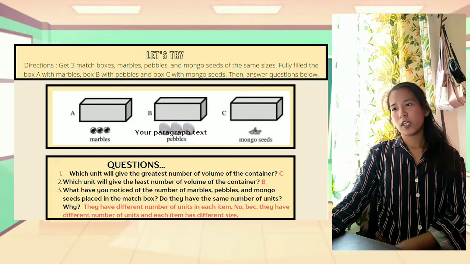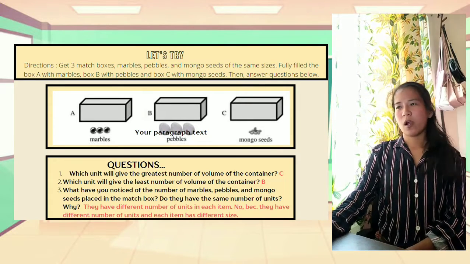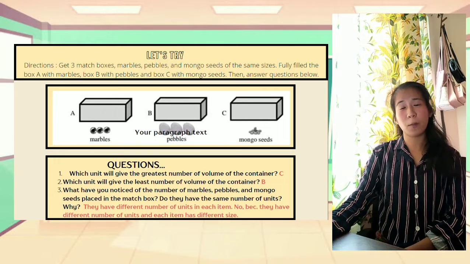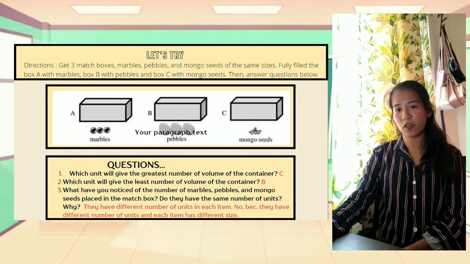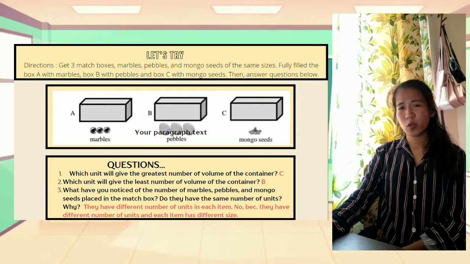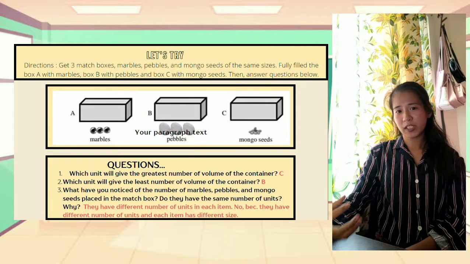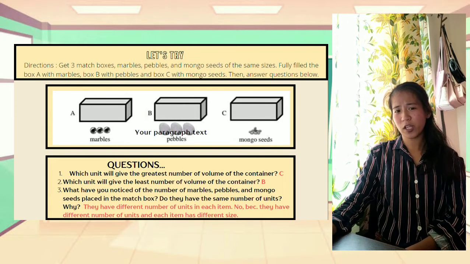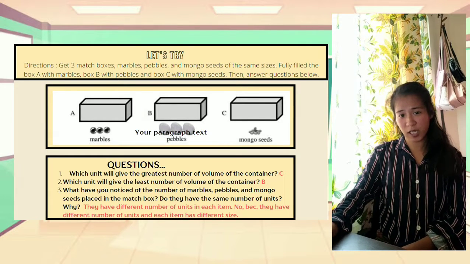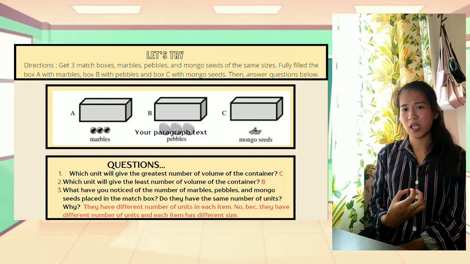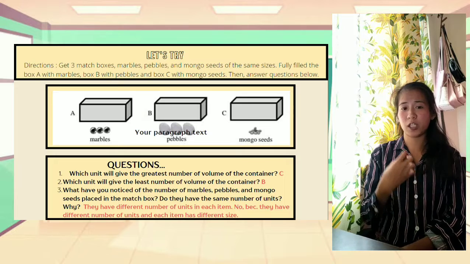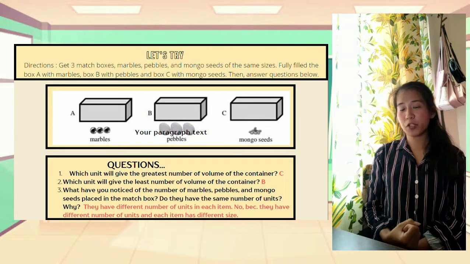Okay, class, let's try to dig deeper. Try to visualize, class. If you have a box or a container, try to put, let's just say, marbles in the container, in the box. Try to apply it in a real life situation. So what do you think would happen? Will it always be the same? Of course, it will not always be the same. The more items you put, it could be a smaller amount or a bigger amount.